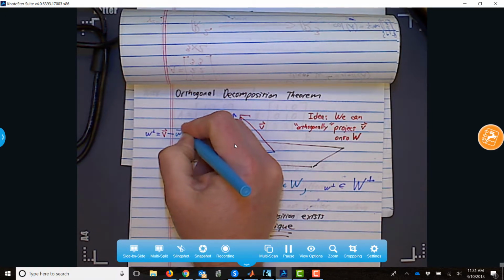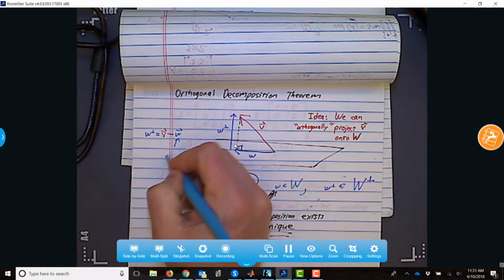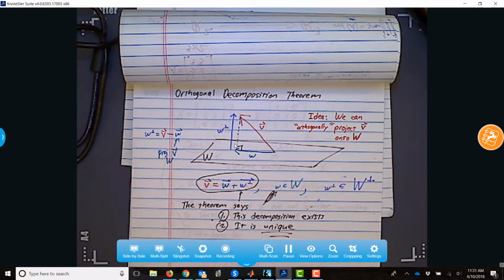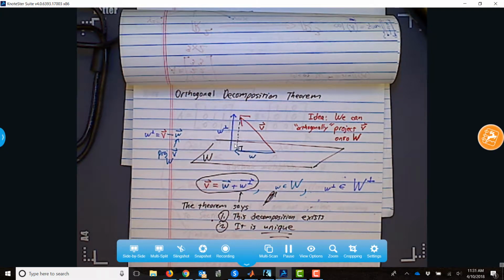First, you get the projection, W here. This is the projection of V onto big W. But then you get W perp by subtracting. That is how you get it.